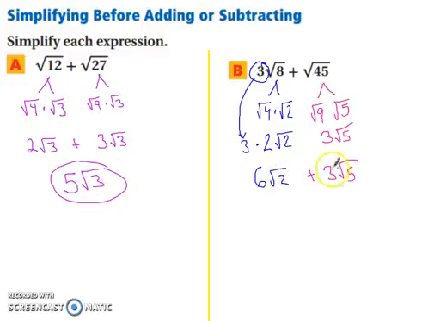Even after simplifying, their radicands are not the same, so we can't go any further. So our end result will be what you see here: 6 square roots of 2 plus 3 square roots of 5.